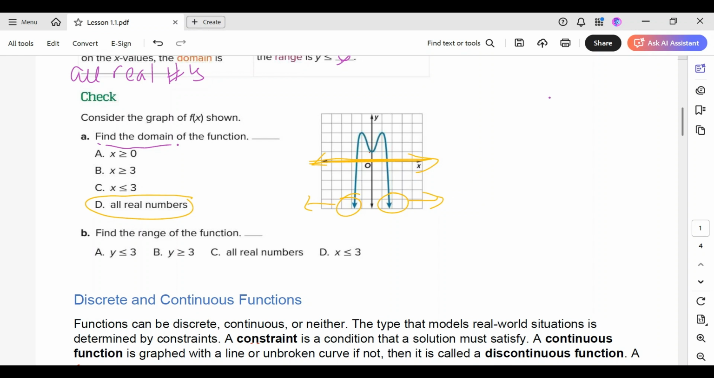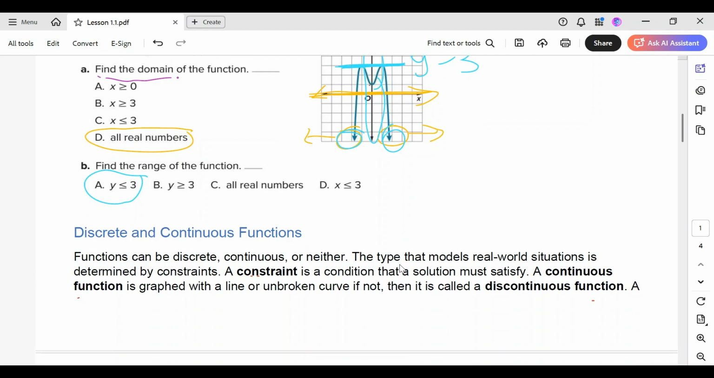When we look at the range, again, remember the range is your up and down. Range is your up and down motion of the y values. Because the highest value is right here at y equal to 3, but opening down, because the graph arrows are opening down, you have to be less than or equal to the value of 3.